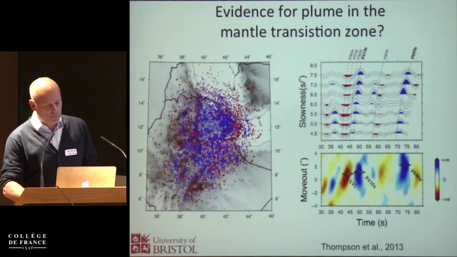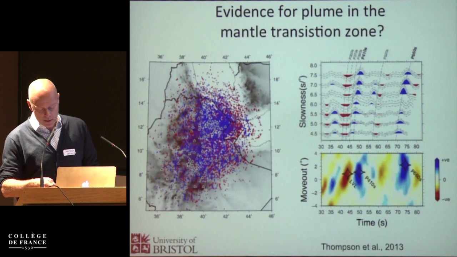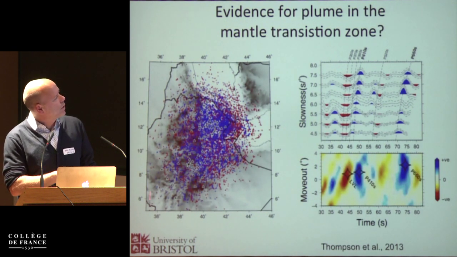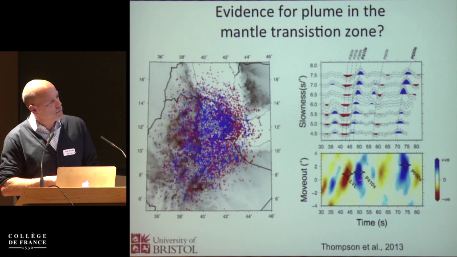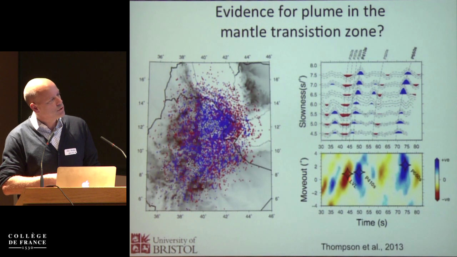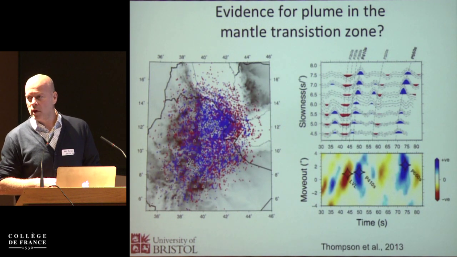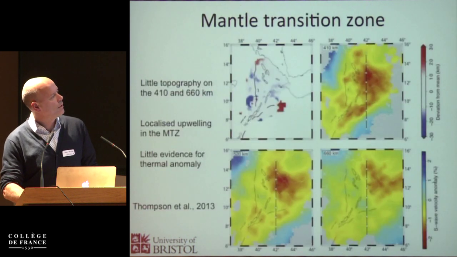So just in the final few minutes, I just want to show you what the transition zone looks like. This is work by Dave Thompson, and these are piercing points at 660 in red and 410 in blue. And these are just stacks. We see a very clear 410 and a very clear 660, a weaker 520, which is variable, which I'll show you in a minute. But really strong evidence for a low velocity zone on top of the 410 kilometer discontinuity.